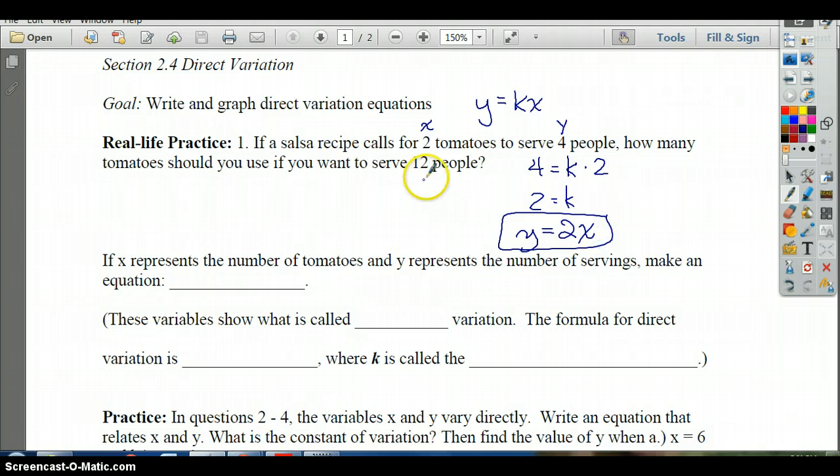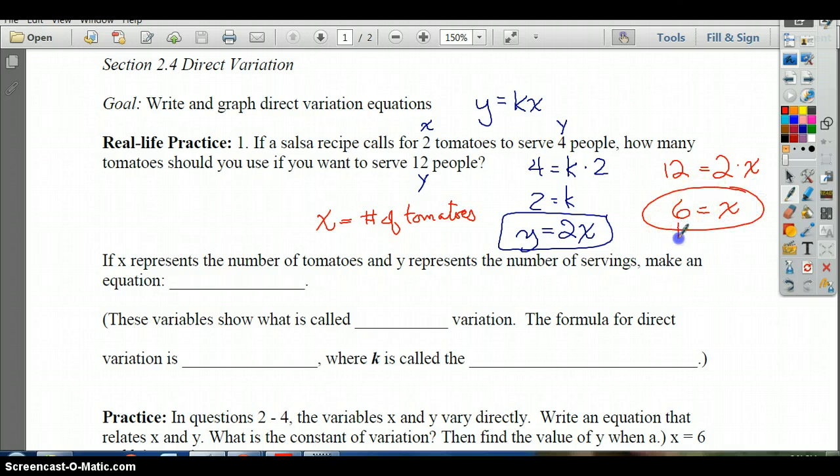All right, so we're serving 12 people. When I set this up, I got 12 people equal to 2 times x. X is the number of tomatoes. So how many tomatoes are we going to need? Well, if I divide by 2, we're going to need 6 tomatoes.